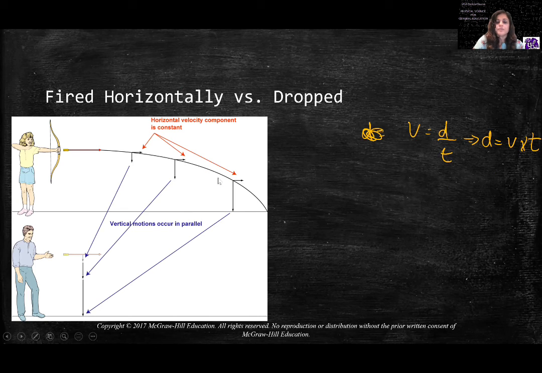Vertically, however, we have it speeding up, right? So it travels a different distance compared to if we just release it, it just falls. There's no horizontal motion with that. So in picture B here, the guy isn't shooting it out, he's just dropping it to the ground.